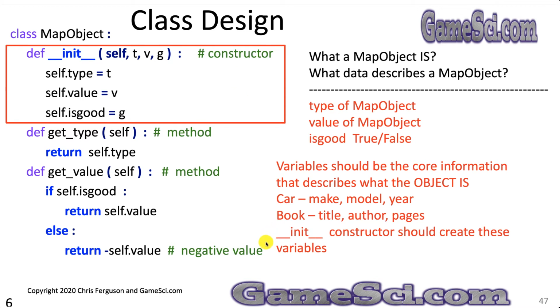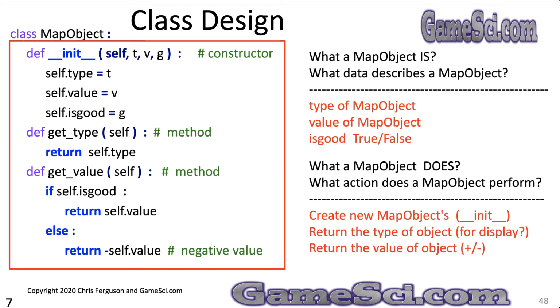The init constructor should create these variables, the core information that describes the object you're building. Any extra variables, especially fluffy ones like temp or data, they should be outside of the class. They should be local variables, not object variables. Recall when I talked about global variables. Only the most important information needs to be stored as a global variable. Now with object variables, only the important information that describes the object you're building should be created in the properties or variables of the class.